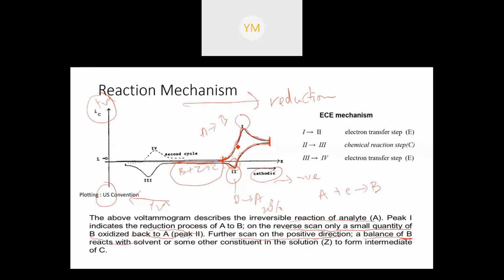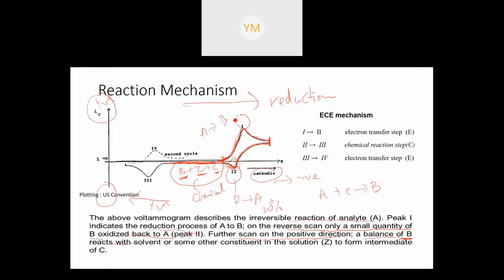If there is a current increase, upward or downward, there is an electrochemical reaction involved. But when there is no current but something happens, for example the remaining 80% of product B reacts with solvent Z to produce a new product, and no increase of current is shown, this is called a chemical reaction. There is no electron transfer. If electron transfer is involved, we call it electrochemical.